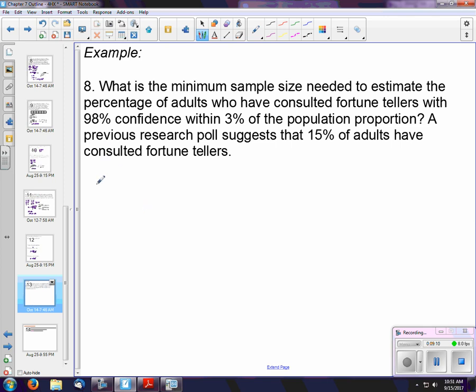So right away, they've told us that we want to be 98% confident. We want to estimate within 3%. And previous information, that means p hat, suggests that 15% of adults have sought a fortune teller. Well, if they tell us p hat, that means we can use our first equation, which we have to find q hat for, is 0.85. So our sample size is equal to 0.15 times 0.85 times our z-score, which we have to find real quick.